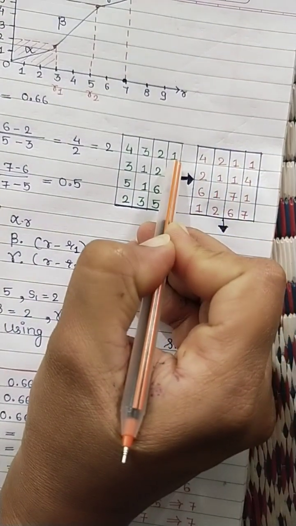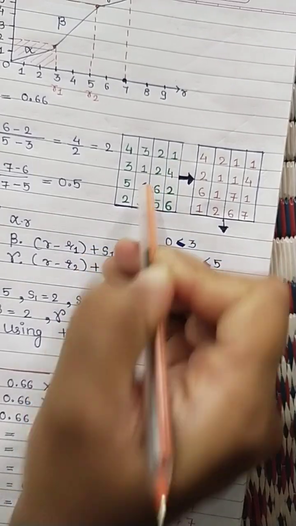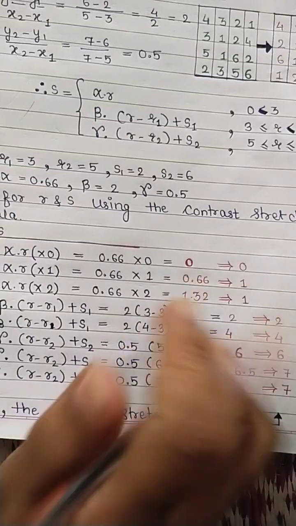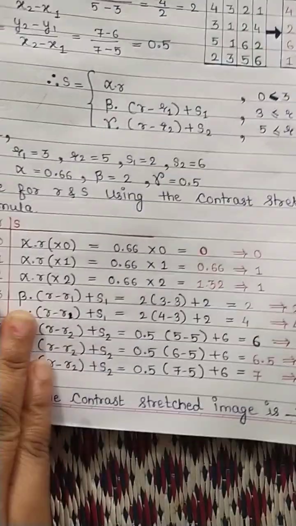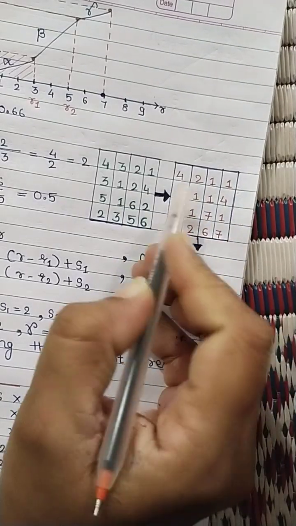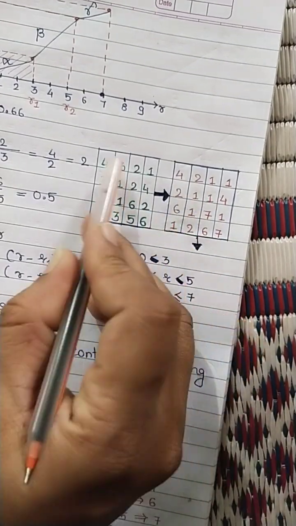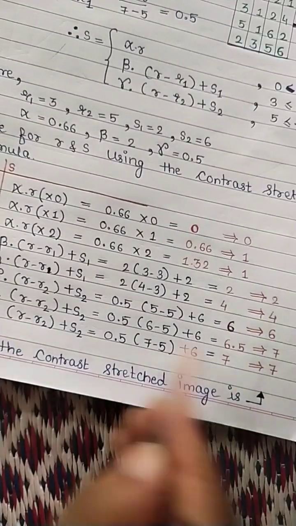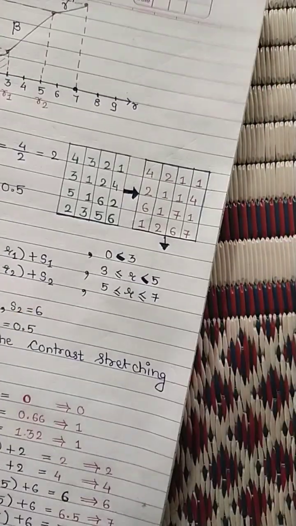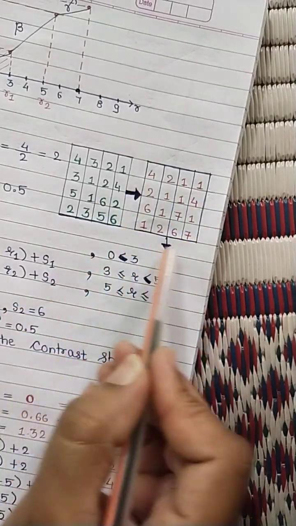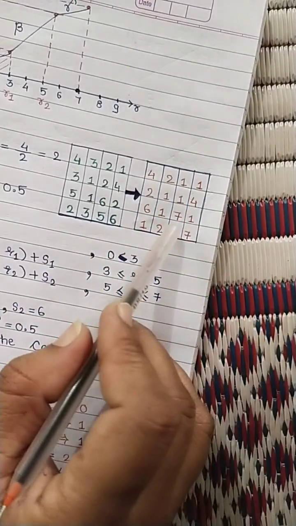Similarly, if it is 1, here is 1, here is 1, here is 1. If the value of pixel is 1, then the output will be 0.66, which is 1. So where we have 1, I have placed all 1 there. Where there are 3, I have placed 2: 1, 2, 3, so 2, 2, 2. Similarly for 6, if the pixel is 6, what is the output? That is 7. So wherever there is a 6, here is 6, we will place 7 here. So this is our contrast stretching image.